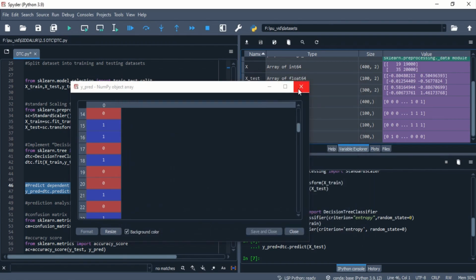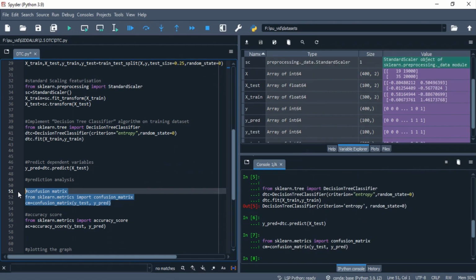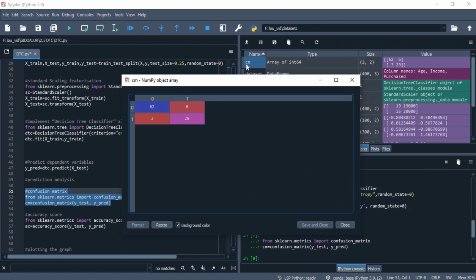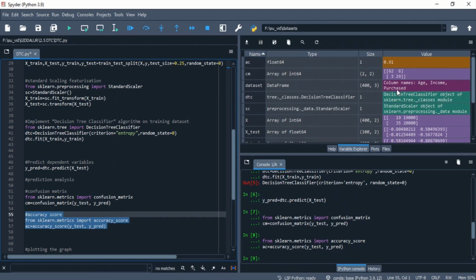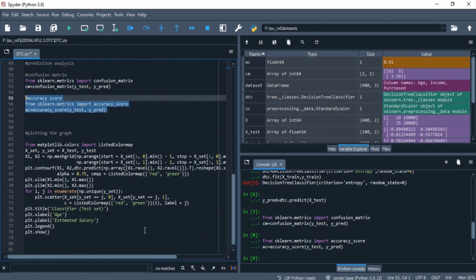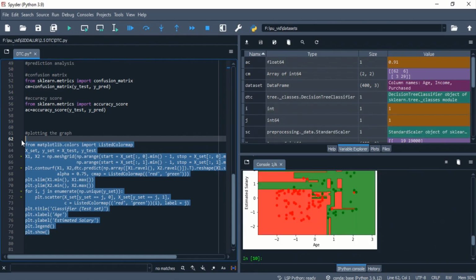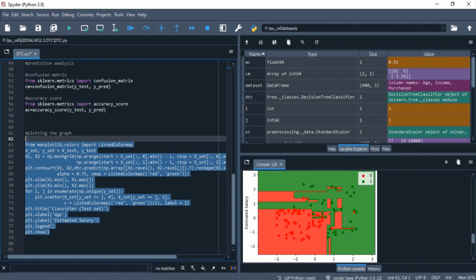Now let us analyze our prediction through the confusion matrix. It has been successfully executed and stored in cm. Let's see. 6 plus 3, 9 errors are there, which means our accuracy score comes out to be 91%. You can see. And now let's have a visualization of our prediction, so I am plotting the graph. It has been successfully executed, and you can see the graph, how overfitted it is.